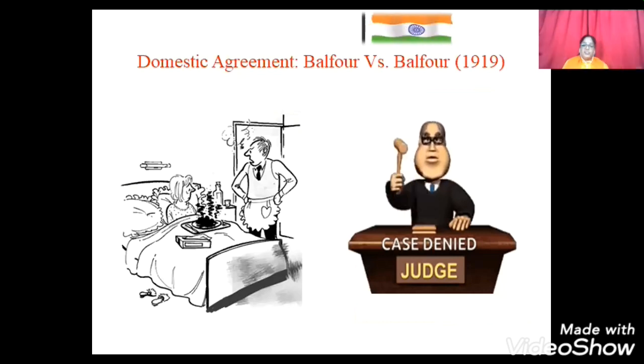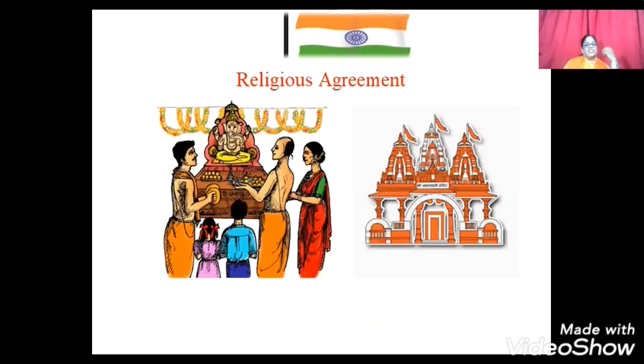Mrs. Balfour waited for a few months, and when she did not get the amount, she filed a suit on Mr. Balfour. The judge denied the case, saying that it is a domestic agreement between wife and husband which cannot be enforced, because when the agreement was made between Mr. and Mrs. Balfour, there was no internal quarrel between them. They were living very happily. He even wanted to take his wife along with him to Ceylon, but she was not feeling well. So there was no intention among the parties of suing each other in case the other party fails to perform their contractual obligation. Then comes the religious agreement.